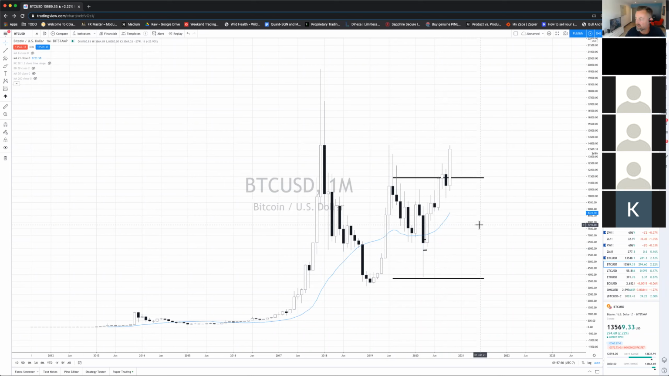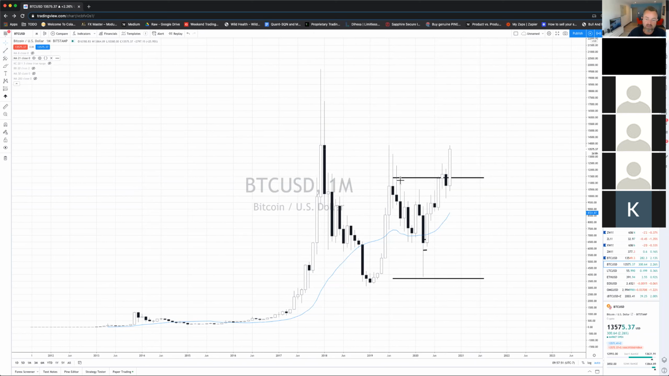I did share the measured move targets that we're going to be looking at. We're looking at 37.5 to be our measured move above here. About 37,000 would be the target if we start taking out these stops.